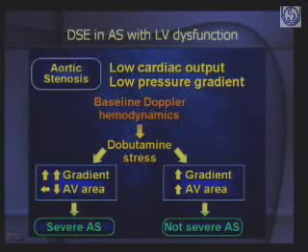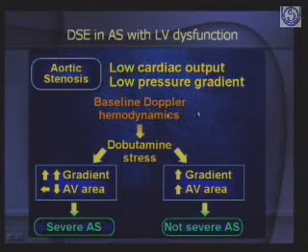You can point this out with this. Can you just show the slide? See here, as Dr. Vinayak was saying, dobutamine, this is low aortic stenosis, low cardiac output, low pressure gradient. That's the dilemma. That's the question this gentleman asked. Baseline Doppler hemodynamics, say 30 millimeters across the aortic valve. Dobutamine stress echo increases gradient, does nothing to the aortic valve area, shows severe AS, right?